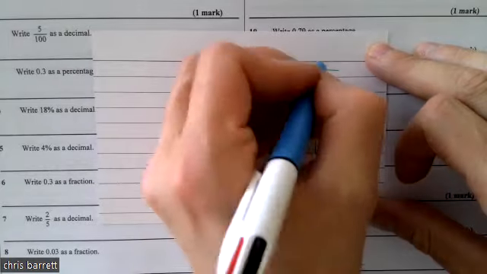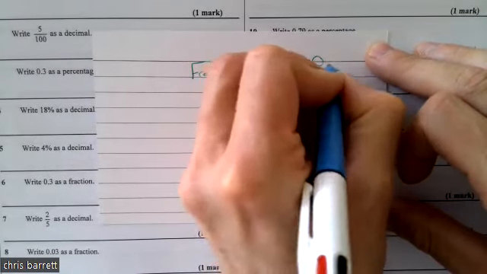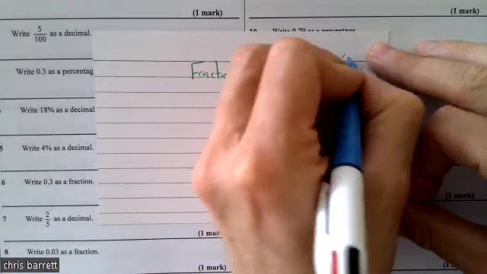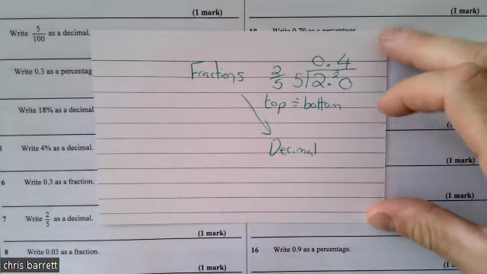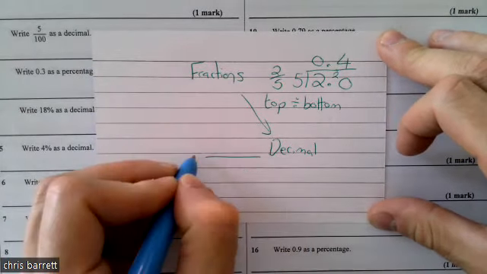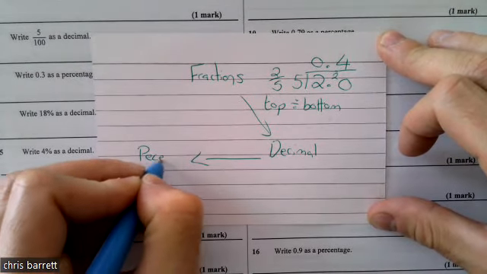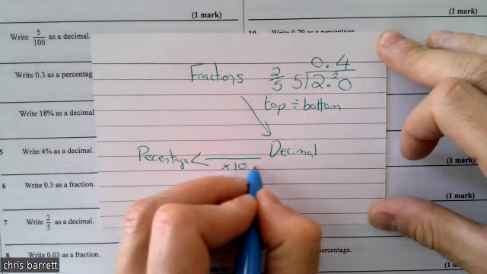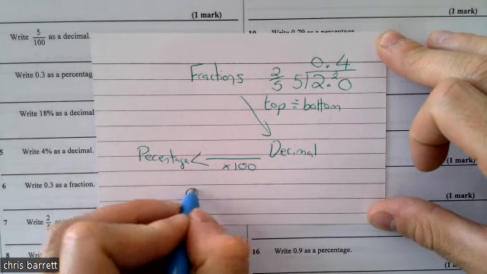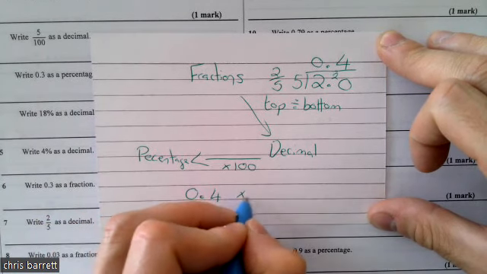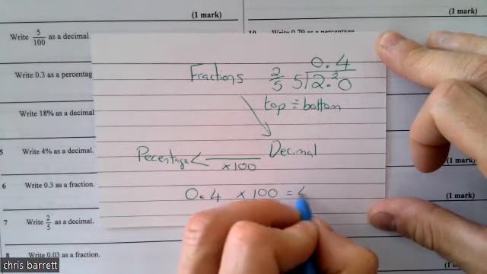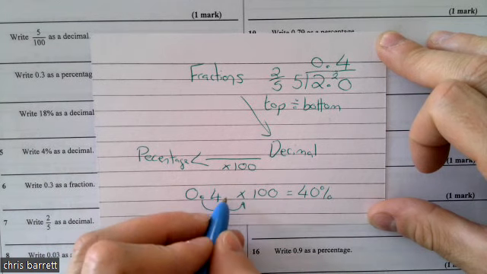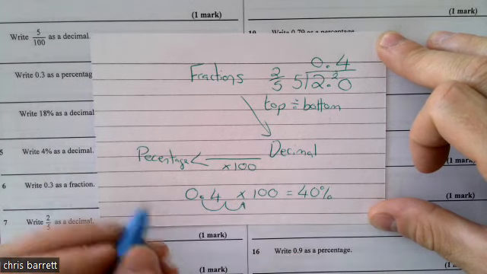Okay, so 5's into 2 is 0, decimal point, carry the 2 over onto the 0, 5's into 20 gives us 4, so 2/5 is equal to 0.4. To get from a decimal to a percentage, what we do is we take our decimal and we multiply it by 100. So if we take our decimal from up there, we've got 0.4 multiplied by 100 gives us 40%. Okay, so we're moving it 1, 2 positions, so a 0 would go into there.